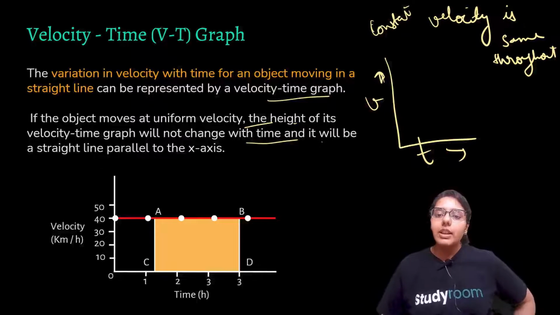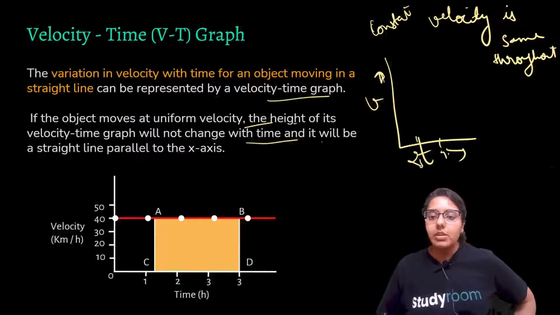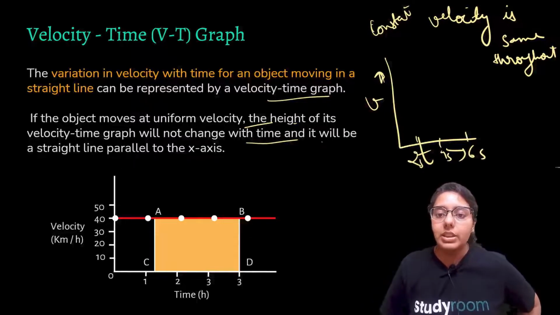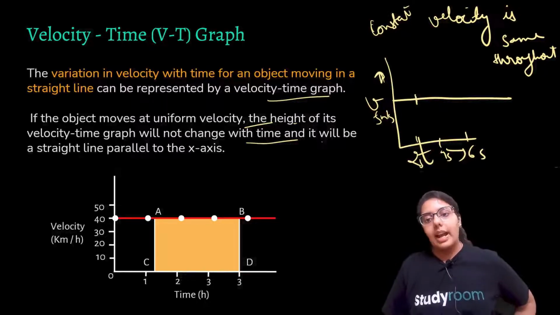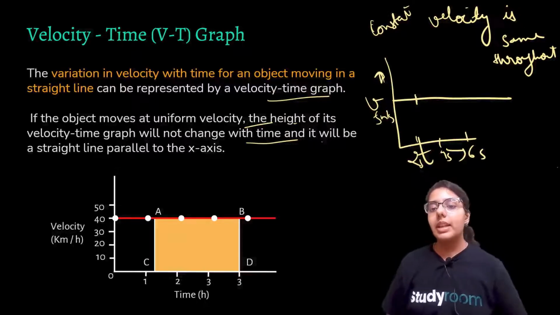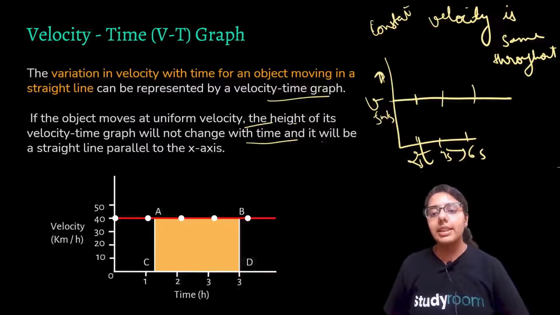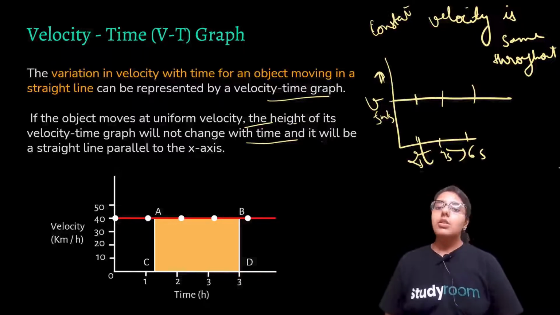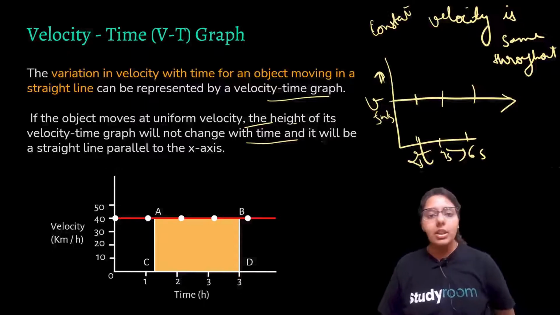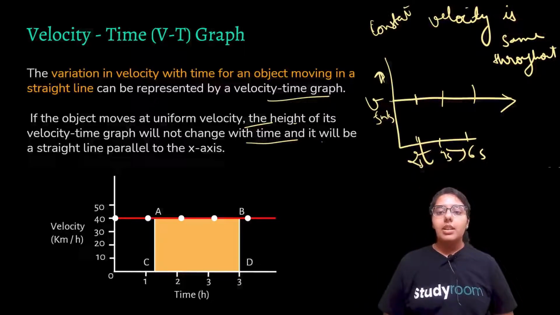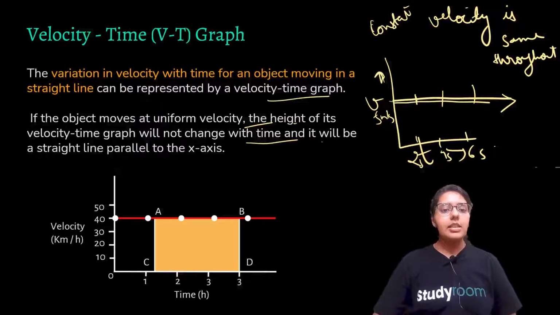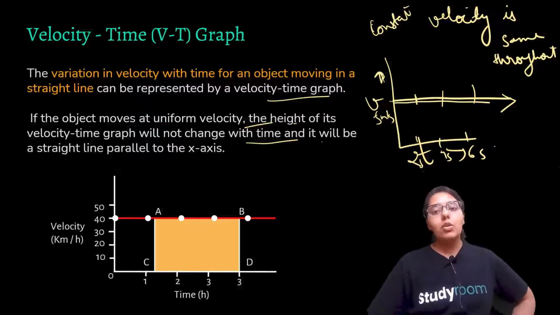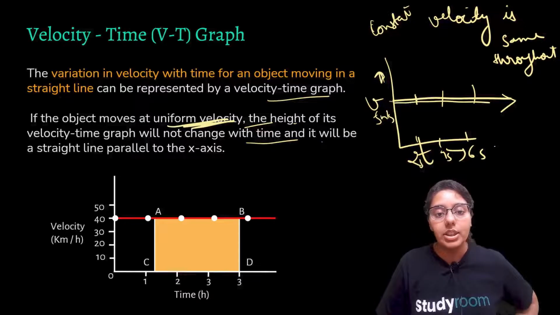If your time is increasing 2 seconds, 4 seconds, 6 seconds, and your velocity is same, for example, let's say 5 meter per second, at 2 seconds also it was 5 meter per second, at 4 seconds also it was 5 meter per second, at 6 seconds also it was 5 meter per second. So your velocity is same throughout. At that time, it will be parallel to your time axis, okay? This is what it wants to say about uniform velocity, constant velocity. Your velocity is not changing, okay?